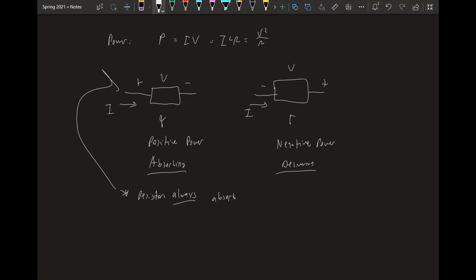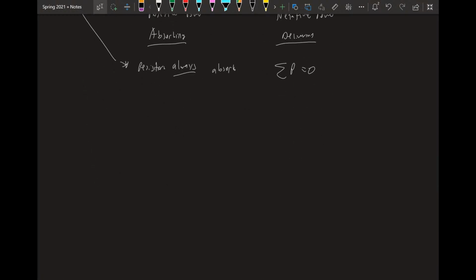Also, in this class, the sum of your power has to equal 0, right? You can't just create power from nowhere. Power is delivered to the circuit, and then all that power is dissipated in the circuit. It goes away. We deliver this energy to the circuit through sources, right? So let's talk about some sources.